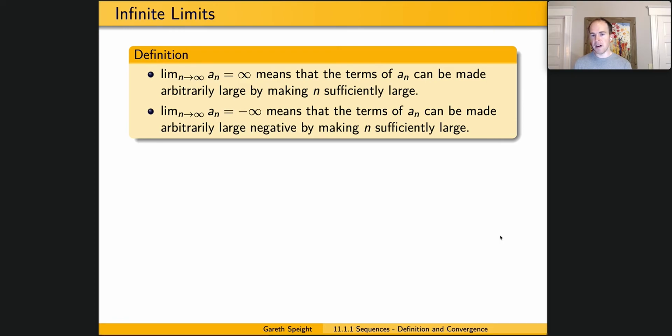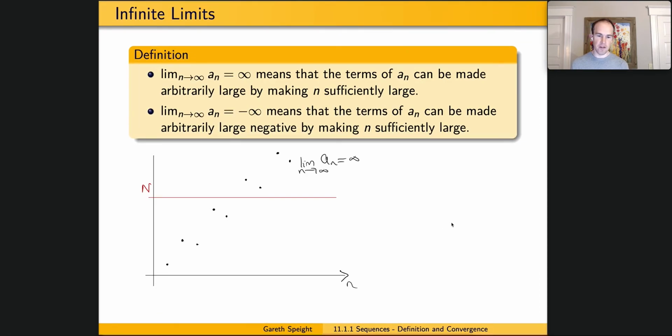The limit being minus infinity means we can make the values of a_n as large negative as we like by making n sufficiently large. So large negative meaning it's going to look like minus 100, minus 1,000, minus 10,000, whatever. It's going to be large, but the sign is going to be negative.